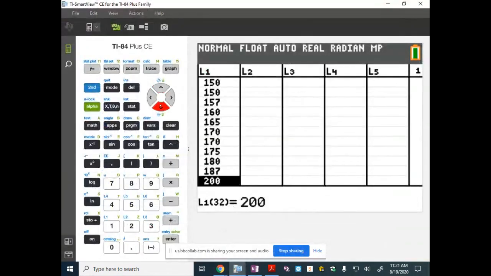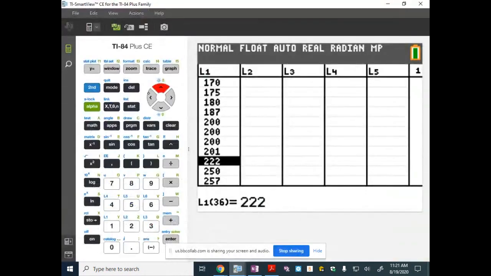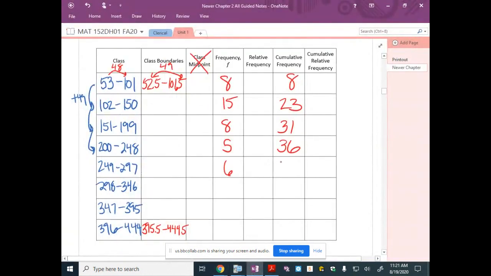All right, 200 to 248. 1, 2, 3, 4, 5. 5. 249 to 297. 1, 2, 3, 4, 5, 6. 6. And that takes us to 42.